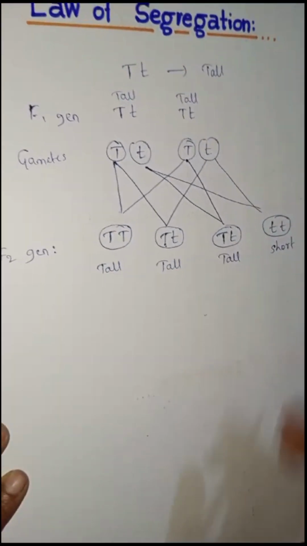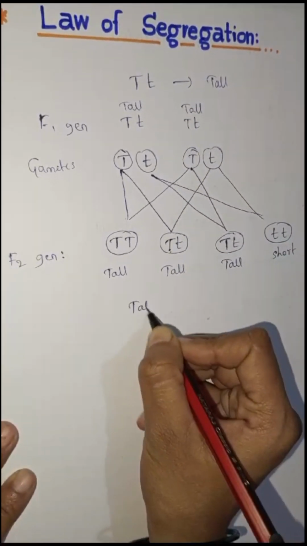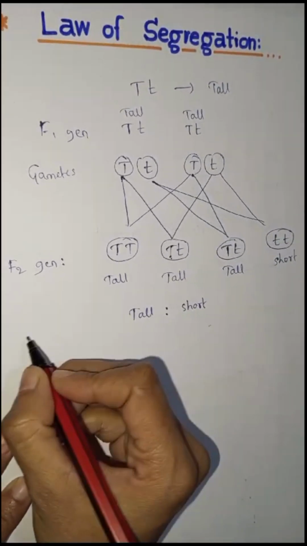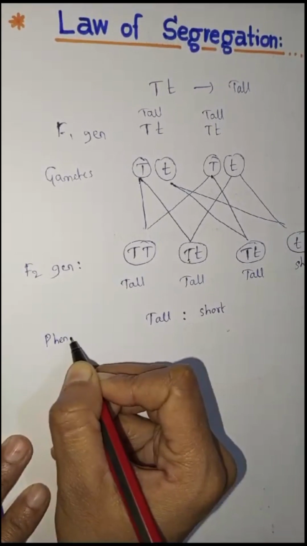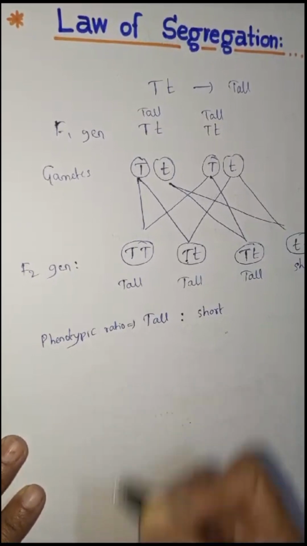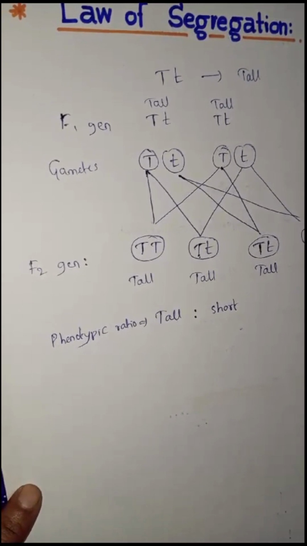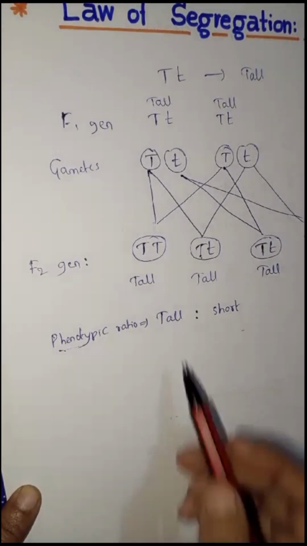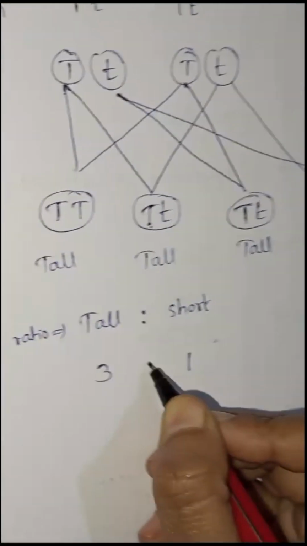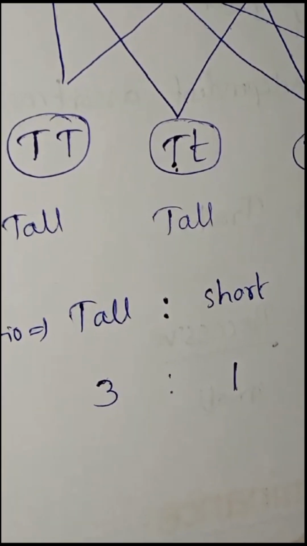Now what kind of offspring have we obtained here? We have obtained tall and short. This ratio is called the phenotypic ratio. Phenotypic ratio means how they appear externally. The external appearance stands for the phenotype. Now how many tall plants are there here? 3. And how many short? 1. So 3:1 is the phenotypic ratio for the second law, that is the law of segregation.